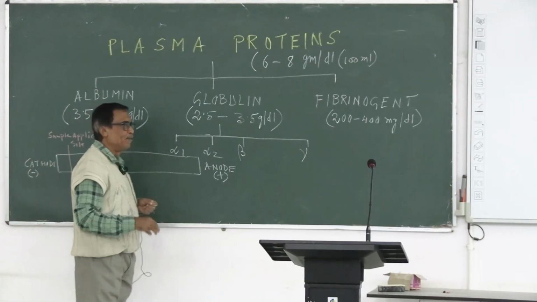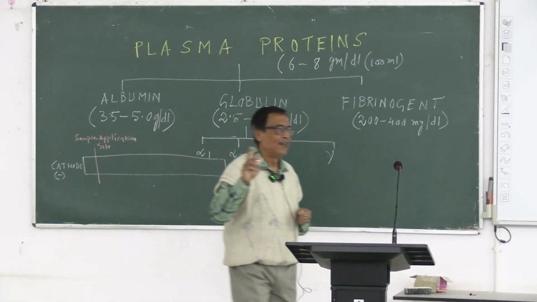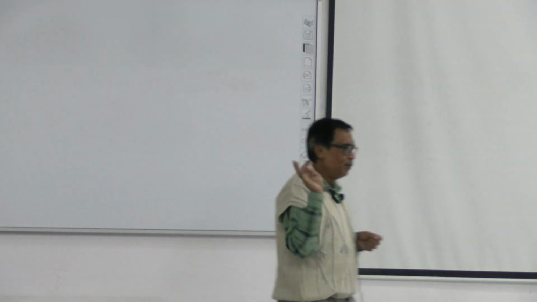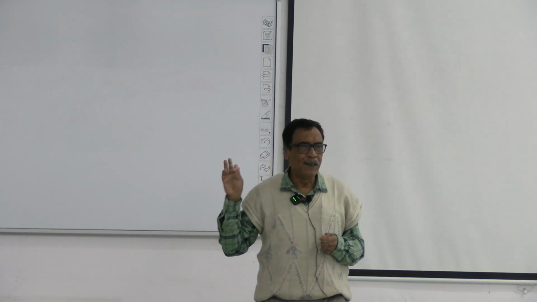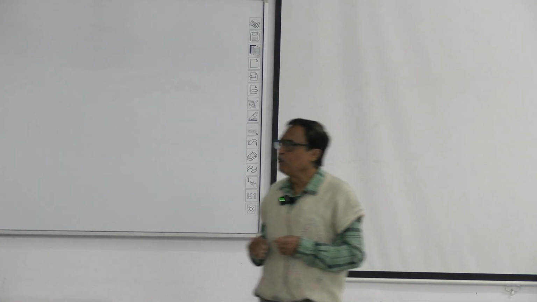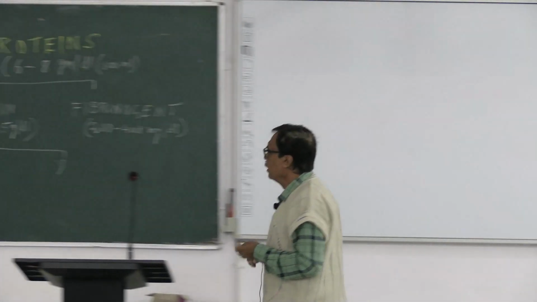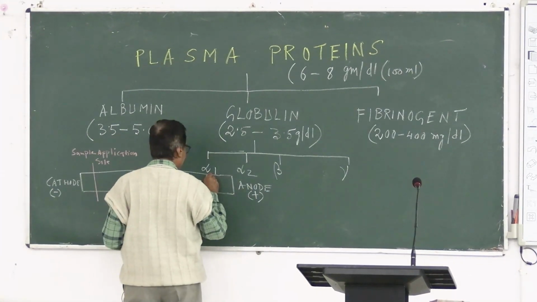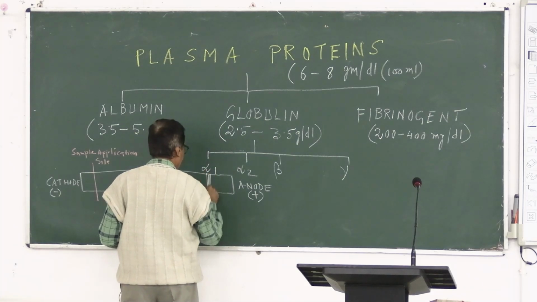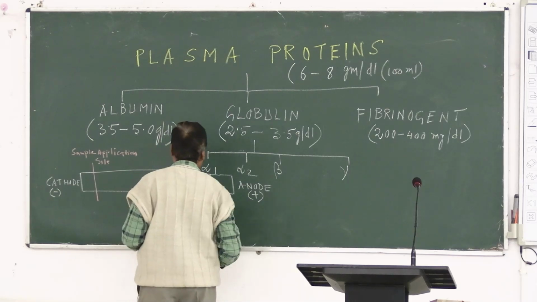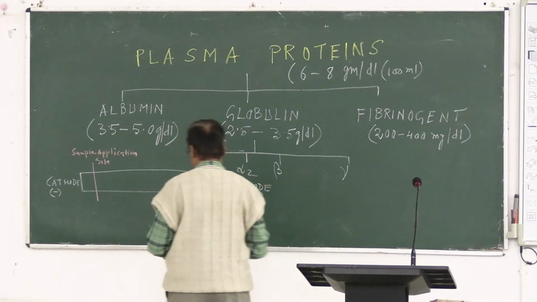Albumin is the most negatively charged. The highest negatively charged molecule out of these is albumin, and obviously it will go towards the anode, because if it is negatively charged, it will go to the anode. So the first band will be albumin.